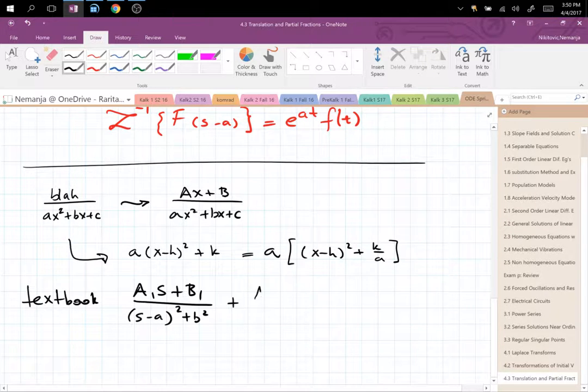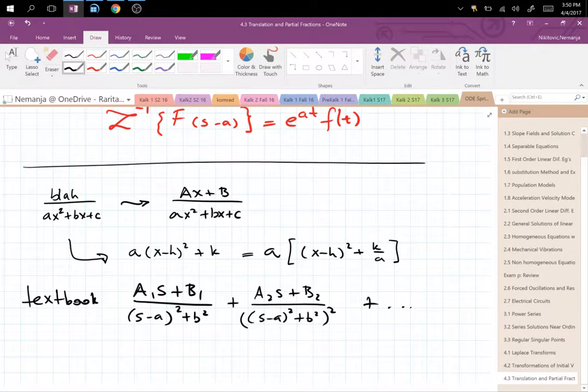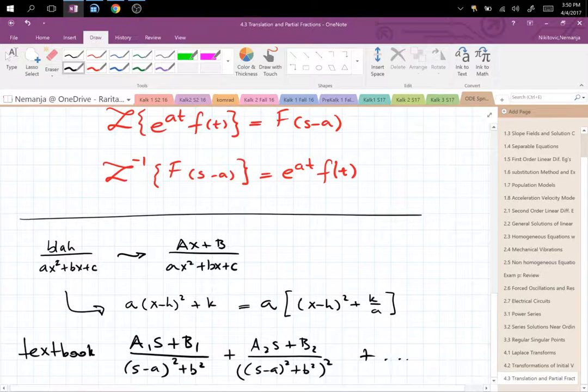and then plus a2s plus b2 divided by s minus a squared plus b squared, and then everything squared if it's a repeated factor, and that can go all the way to the end, whatever you need. So the partial fraction decomposition immediately gives you this s minus a here, and as long as you have s minus a, you know it's the e to the at in the inverse Laplace.